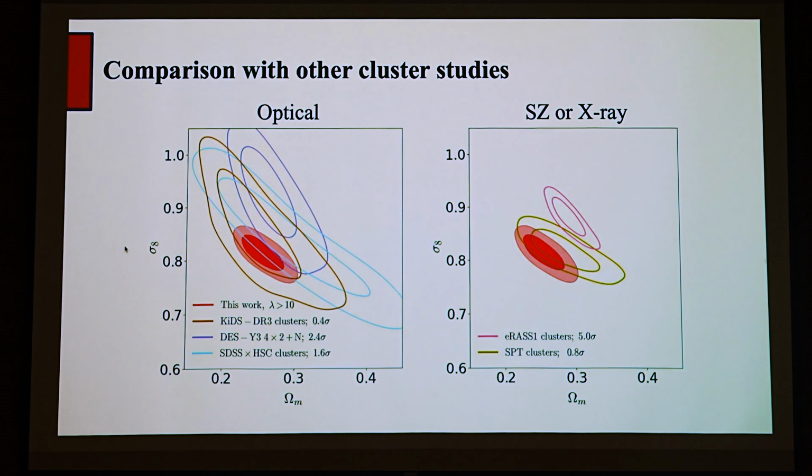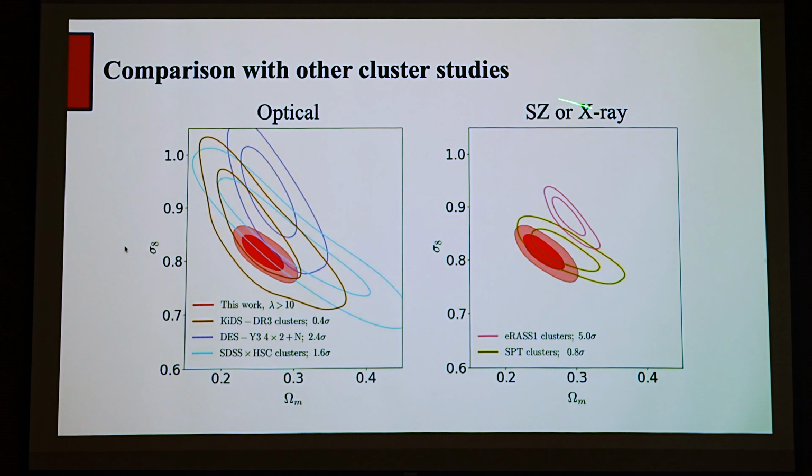And here I show a comparison with other constraints from the literature. On the left-hand side, this is not an exhaustive representation of the literature. These are the chains that I was able to obtain. Here we have other optical cluster analyses: KiDS, HSC cross, or SDSS clusters cross HSC lensing, and then a reanalysis of DES, but omitting the large scales and including cross correlations in purple.